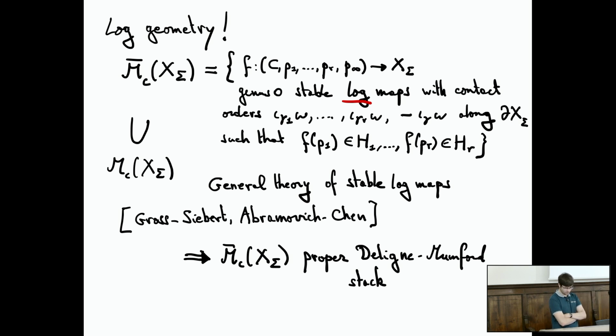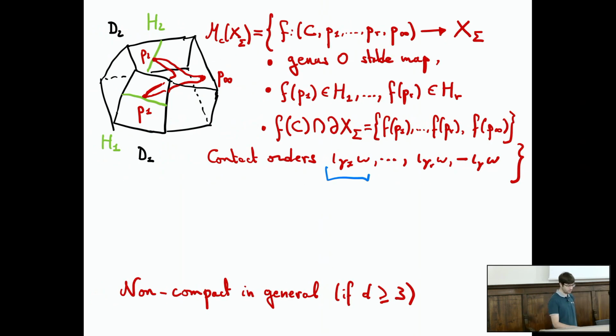And by the general theory that Bernd describes, this space is as nice as the usual moduli space of stable maps. They are proper Deligne-Mumford stacks. So what is important is that in this moduli space, the curves do not all look like that. But in the boundary, the curve can have components which are contained in the boundary of the toric variety.